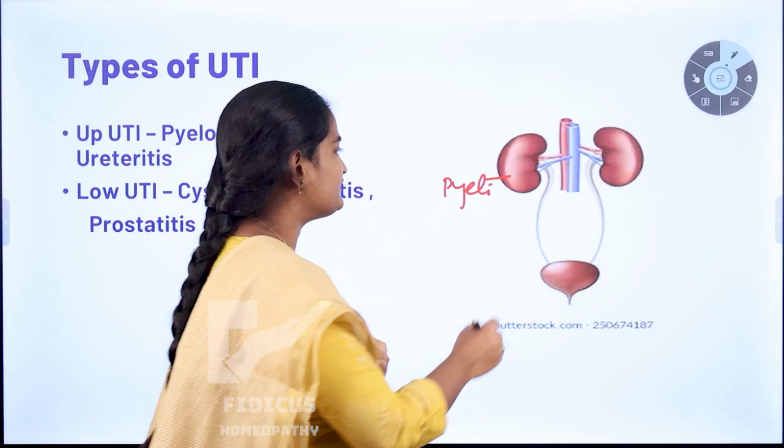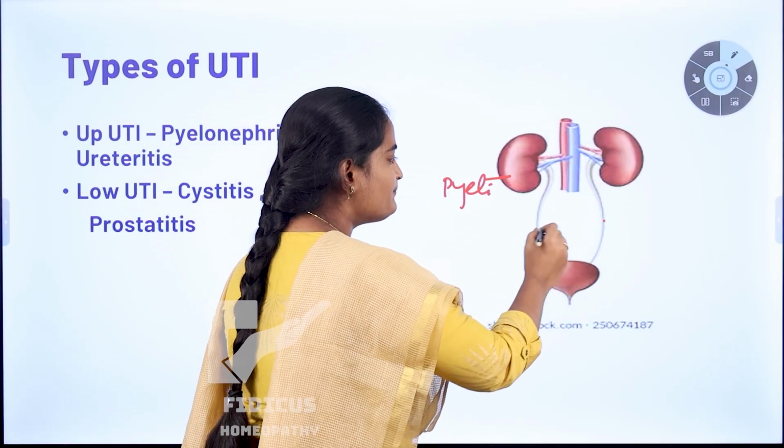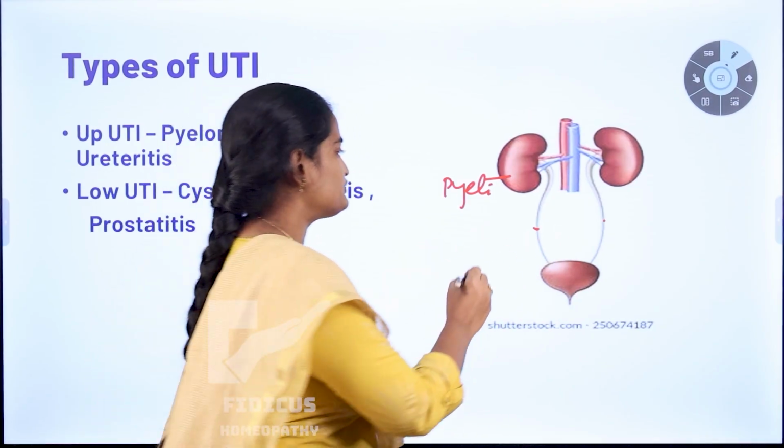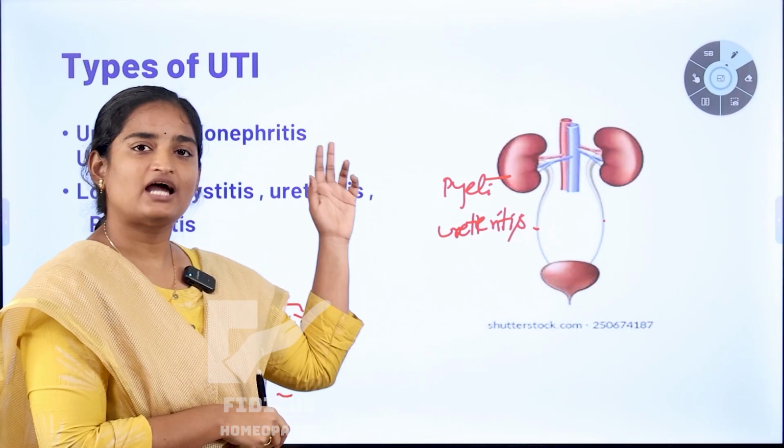Next, coming to urethritis. These two structures are called the ureters. Usually, infection of the ureter is a rare condition. If the ureter is infected, it can lead to ureteritis. These two conditions are seen in upper UTI.